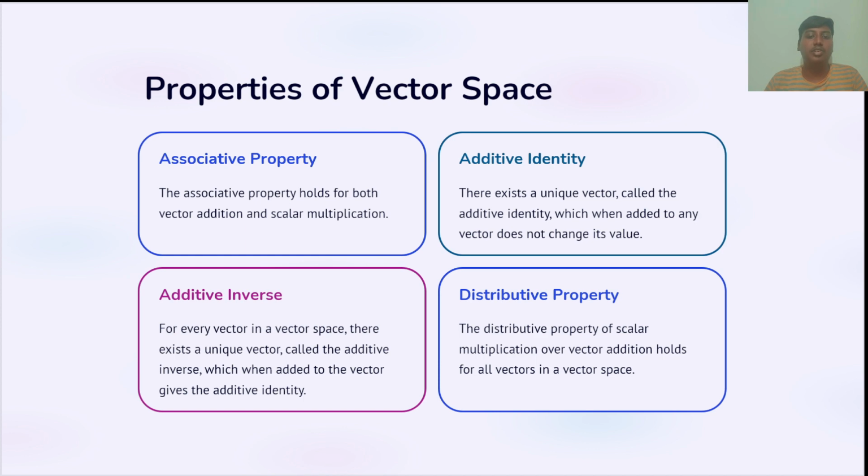Additive inverse. For every vector in a vector space, there exists a unique vector called the additive inverse, which when added to a vector gives the additive identity. Distributive property. The distributive property of scalar multiplication over vector addition holds for all vectors in a vector space.